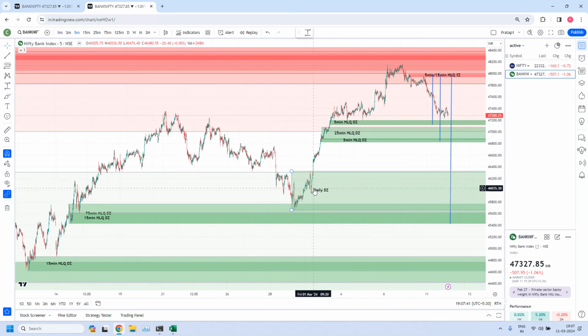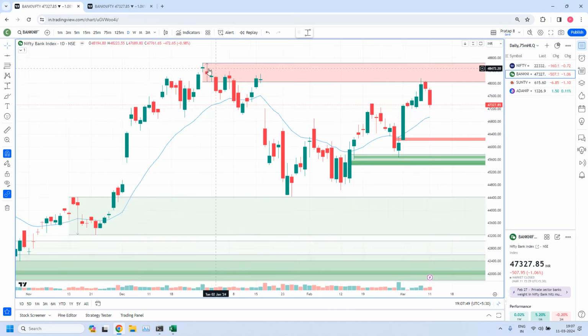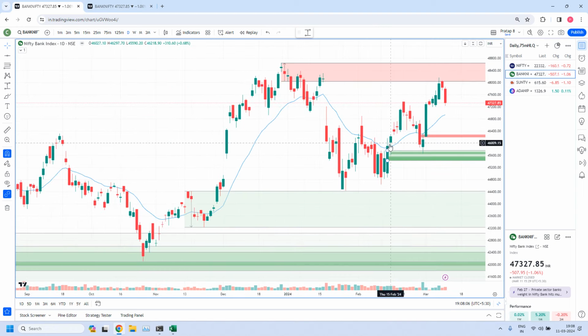But one point we should not forget, now prices are coming down from the daily high liquidity demand zone. This is the daily high liquidity demand zone. The daily high liquidity demand zone is activated. That means now bears are activated. Definitely this will be more powerful compared to the 15 minutes and 75 minutes demand zones. That point we should not forget.